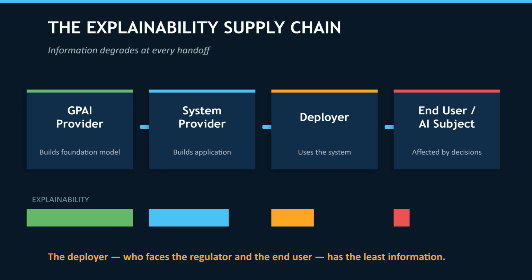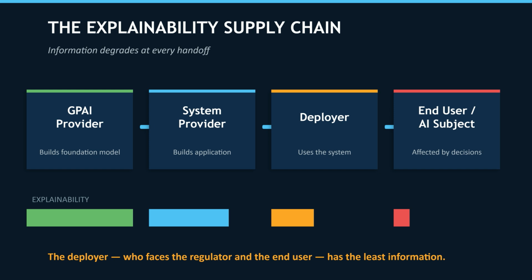So this is the visual I want you to remember. The AI explainability supply chain. You've got the general purpose AI provider who builds the foundational model, and they have the most information. Then the system provider who builds the application on top. Then the deployer who uses it. And finally the end user or AI subject who's affected by the decisions.